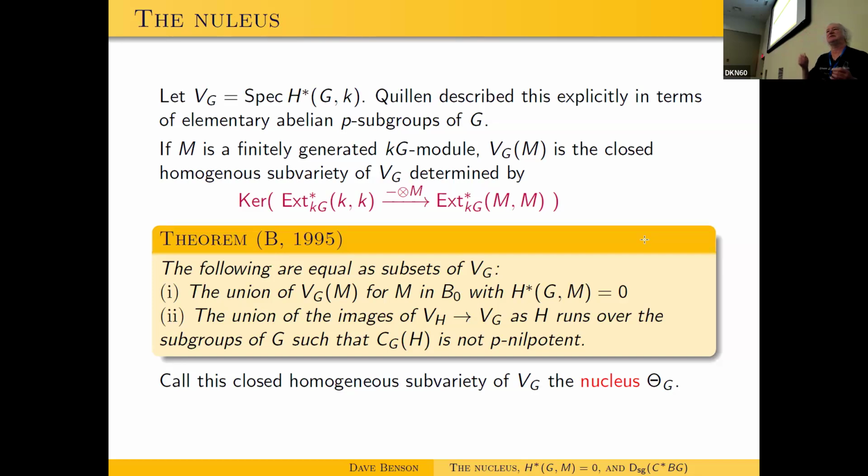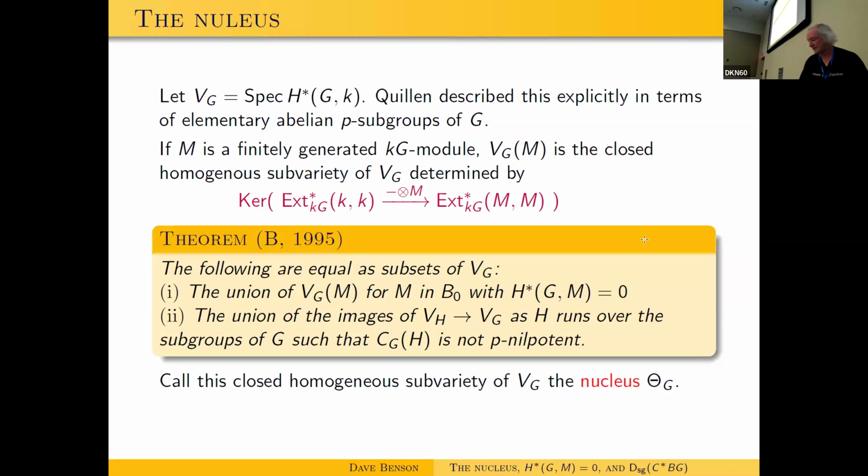Okay, you'll notice that if you take a subgroup of such a group, it's still such a group because the centralizer will increase. And so you really only need to take elementary abelian subgroups, and you really only need to think about the maximal ones subject to this condition. So those two equivalent things are what we're going to call the nucleus. So it's a certain closed homogeneous subvariety of the V_G.